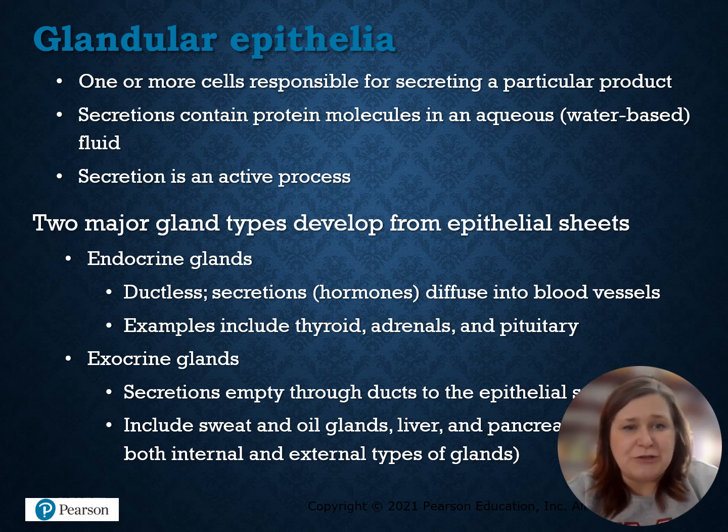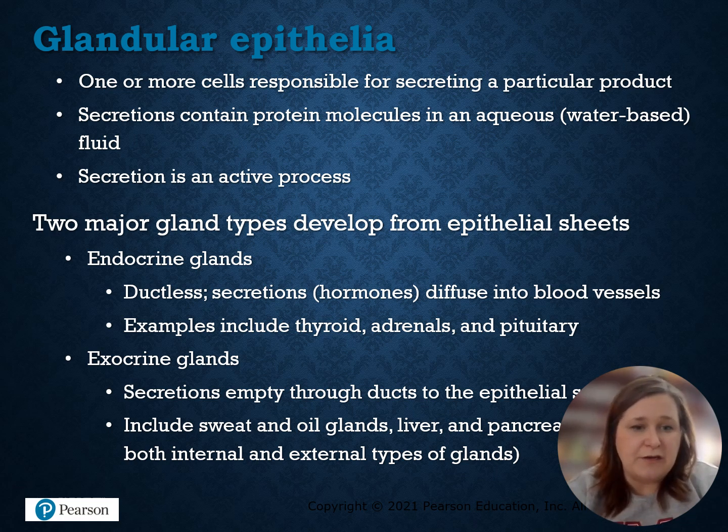We can also have glandular epithelia. One or more cells responsible for secreting a particular product together is going to be classified as glandular epithelia. The secretions are often going to contain protein molecules in an aqueous fluid. Aqueous just means water-based. And the secretion is going to be an active process. So these are really important and cause 2 of our major gland types to develop from these epithelial sheets.